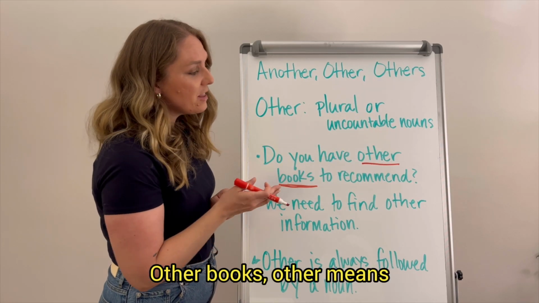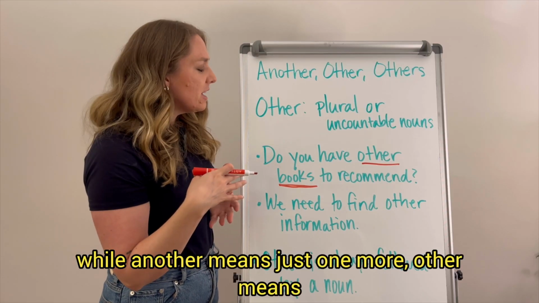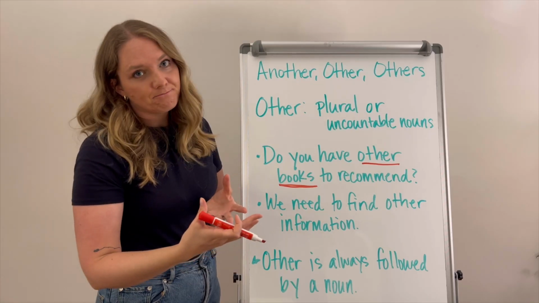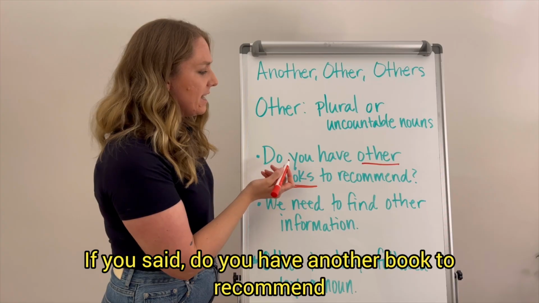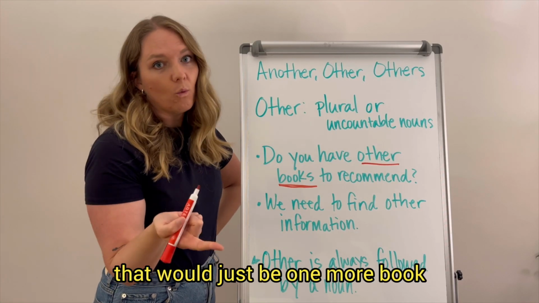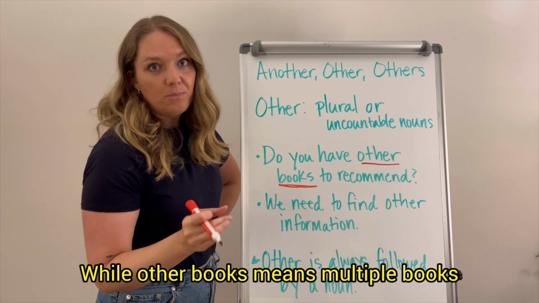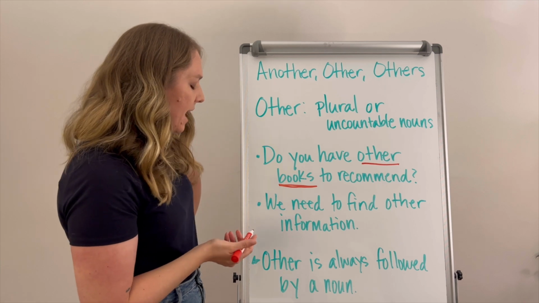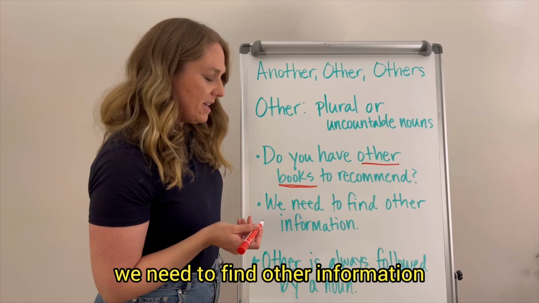Other books. Other means, while another means just one more, other means could mean multiple. Other means multiple, not just one more. If you said, do you have another book to recommend, that would just be one more book, while other books means multiple books. And then the next example, we need to find other information.